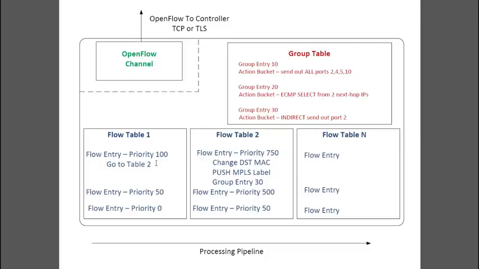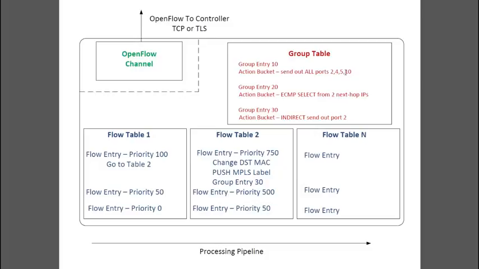Group table. The group table is like a special kind of flow table. The group table consists of group entries, which include an identifier and an action bucket. An action bucket is really what makes the group entries unique from regular flow entries. The action bucket lets you do some things like send copies of the same packet out multiple ports. Like in this example, we might have an action bucket that says to send a packet out ports 2, 4, 5, and 10. Compared to the complexities of multicast today, this is a very nice feature.